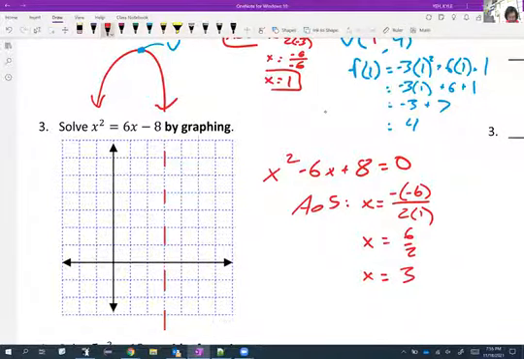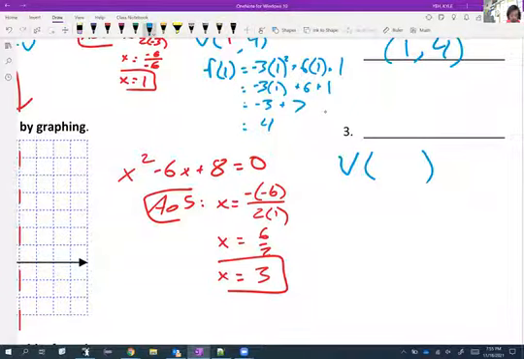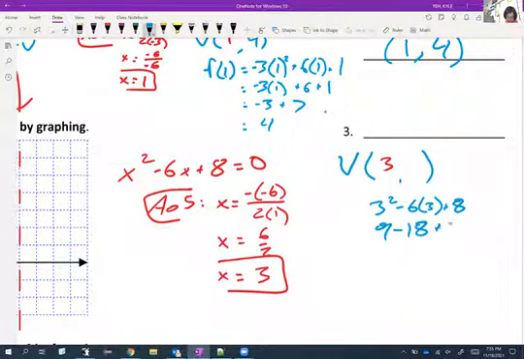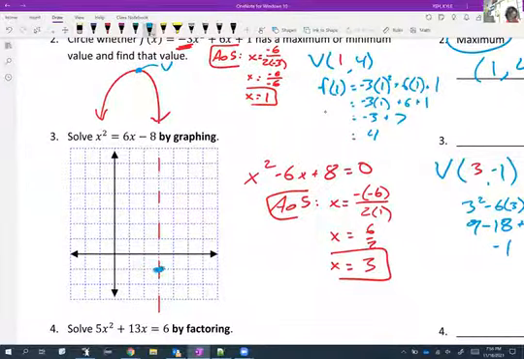Perfect. Let's find our vertex now. It's becoming a theme. The vertex is going to be at 3 comma something. So I'll just plug it in and we get 3 squared minus 6 times 3 plus 8. So 9 minus 18 plus 8 would be negative 1. 3 comma negative 1. That is my vertex.